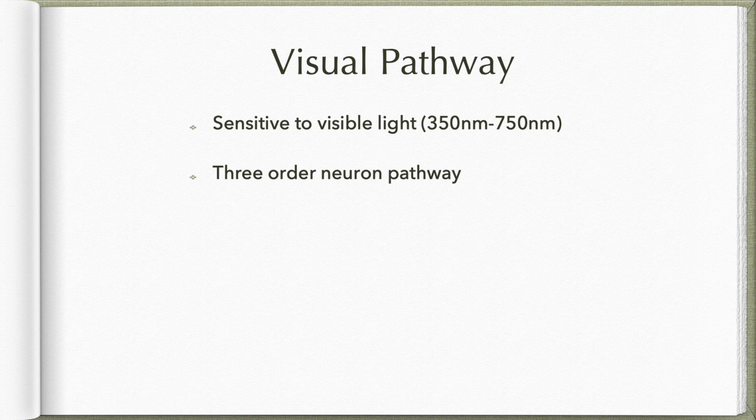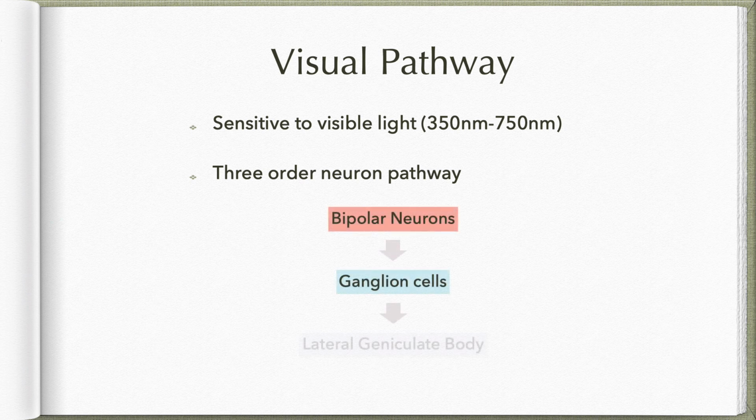Like any other ascending pathway, visual pathway is also a three-order neuron pathway. Its first-order neurons are the bipolar neurons, second-order neurons are the ganglion cells, and the third-order neurons are the neurons within the lateral geniculate body. But how it differs from other ascending pathways is that both first and second-order neurons are present in the peripheral retina. In case of other ascending pathways, second-order neurons are always present within the central nervous system.